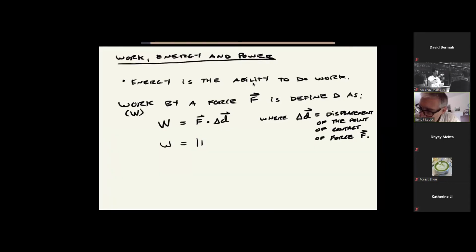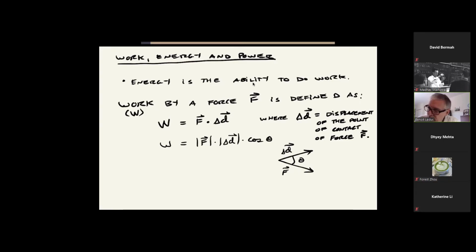So it means the vector product is the absolute value of both. You take the absolute value of both vectors times the cos of the angle between those two vectors. So theta is the angle between the force and the displacement of the point of contact of the force.